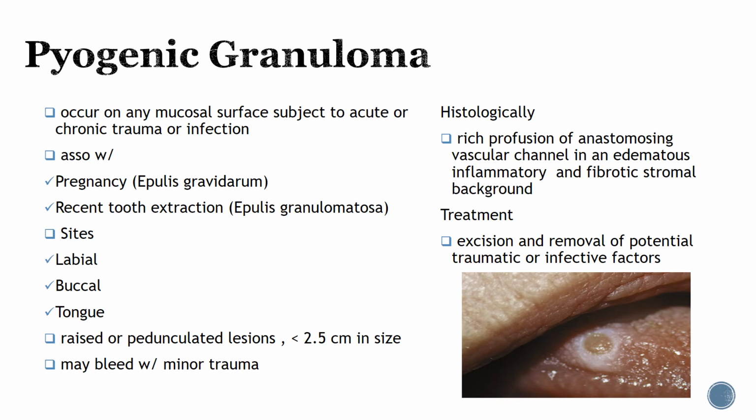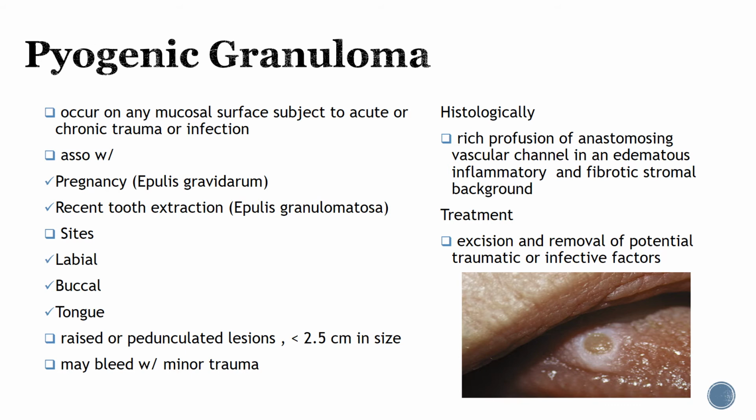Pyogenic granulomas of the oral cavity and oropharynx can occur in any mucosal surface subject to acute or chronic trauma or infection. These arise in association with special events such as pregnancy or recent tooth extraction and result in epulis gravidarum and epulis granulomatosa. Most pyogenic granulomas involve the gingiva. However, other common sites include the labial and buccal mucosa and the tongue. They typically present as a raised or pedunculated lesion that remains less than 2.5 cm in size and may bleed with minor trauma.